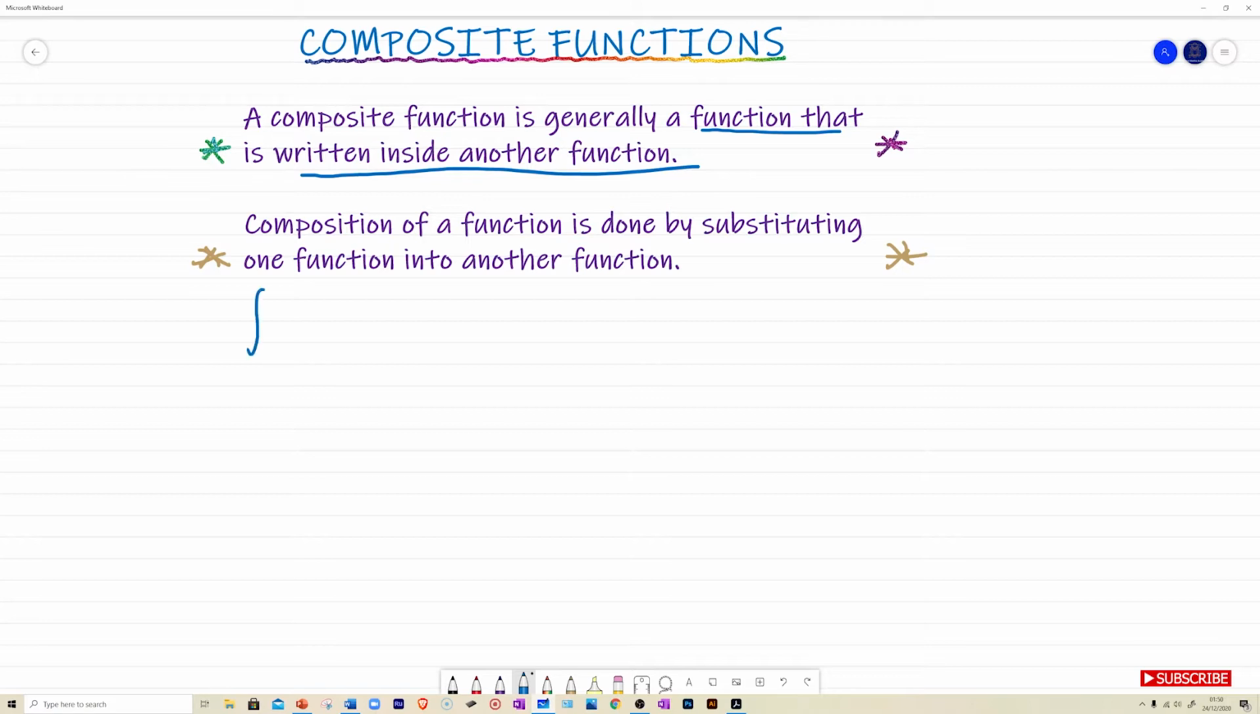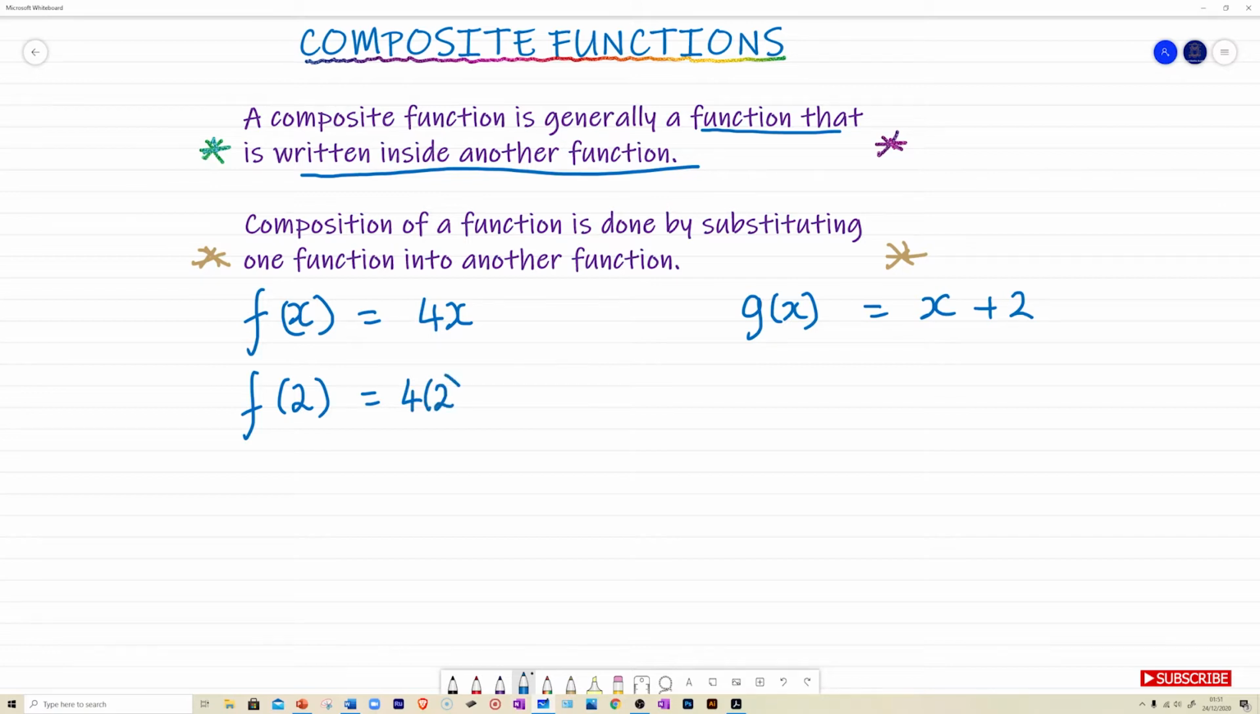Let's say my function f of x is equal to 4x. Then I have g of x is equal to, let's say, x plus 2. Now if I say I want to find f of 2, then you would put 2 where x is, so that's 4 times 2, and the outcome here is 8.